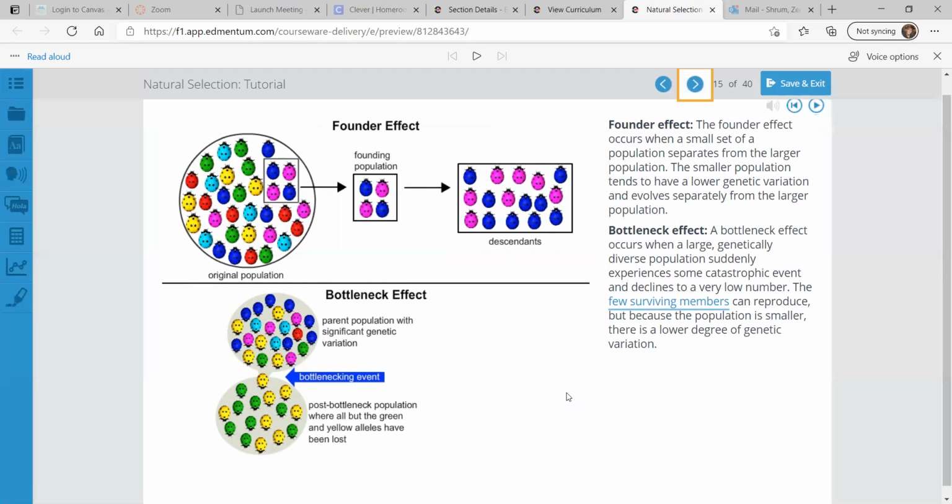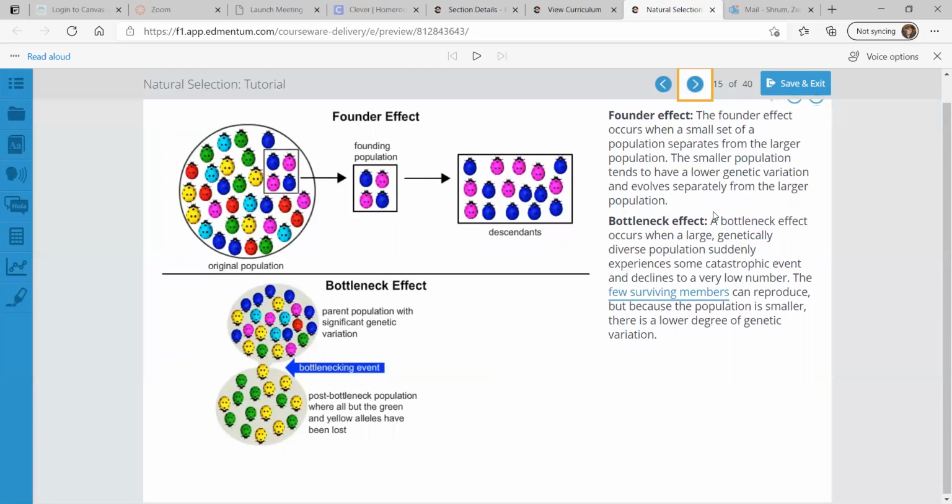Founder effect occurs when a small set of population separates from the larger population. The smaller population tends to have a lower genetic variation and evolved separately from the larger population. So you look here, look how varied it is as a whole from the original population. And then this small population starts evolving separately, and they're resembling the original population less and less. Look at the frequency of blues and purple compared to here.